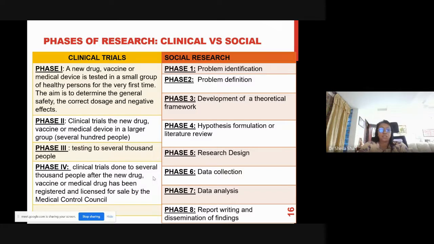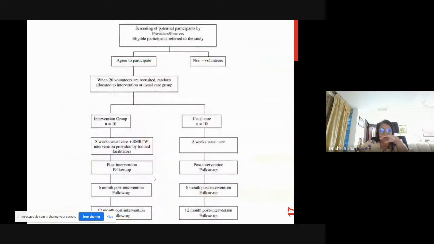Okay, so yours is phase 1. You might use a drug or vaccine. You will test it in a small group to determine the correct dosage and the negative side effects. Then you go to phase 2. You do a clinical trial with more groups, then a bigger group. That is how you do your clinical trials. Next one. This one is an example, that is how the participants refer to the studies.